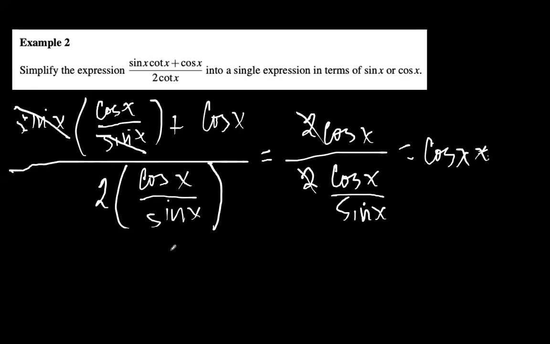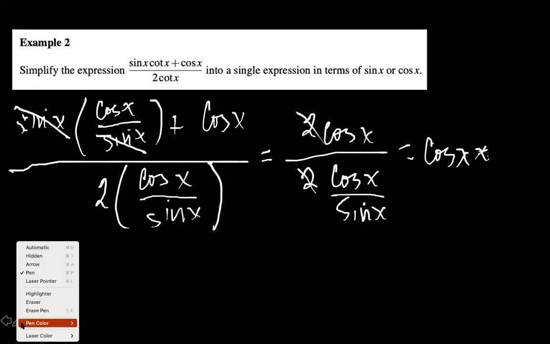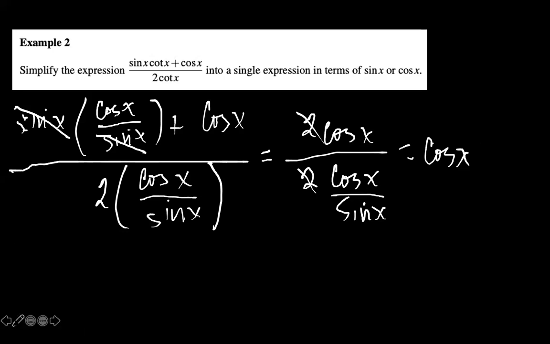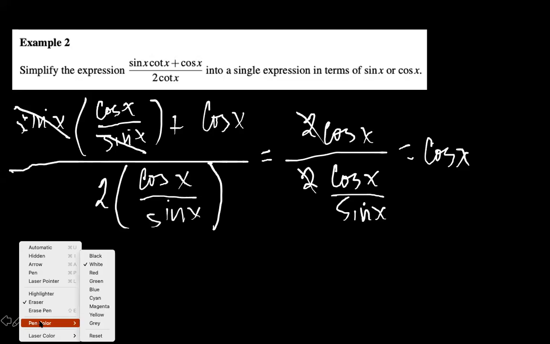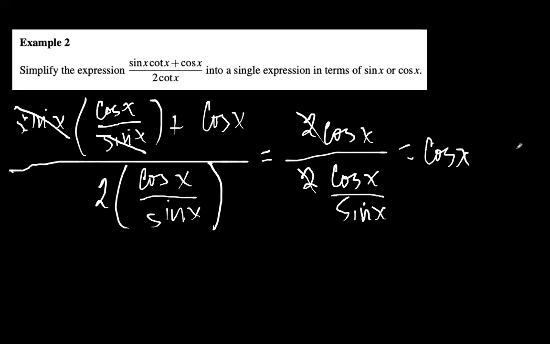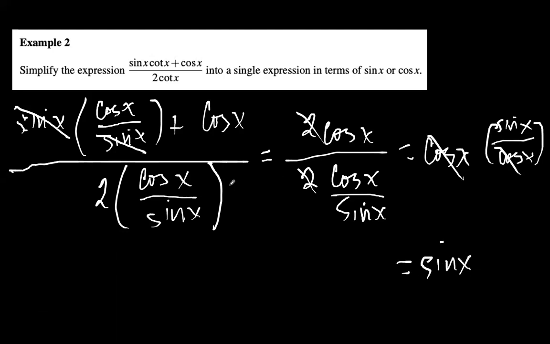So I can cancel out 2 cosine x times, oh, excuse me. But guys, avoid using x for multiplication, because sometimes it gets confused with the variable. Better use parentheses. So we have sine x over cosine x. So I can cancel out cosine x and we have sine x. So therefore, guys, once we simplify this expression, it's just equivalent to sine x. Okay? It's just sine x pala.